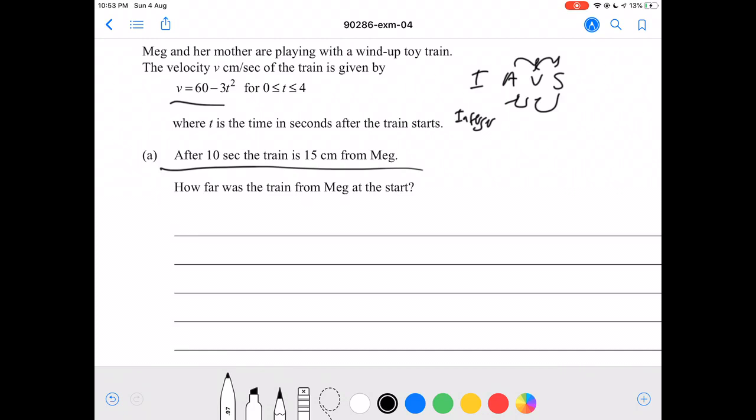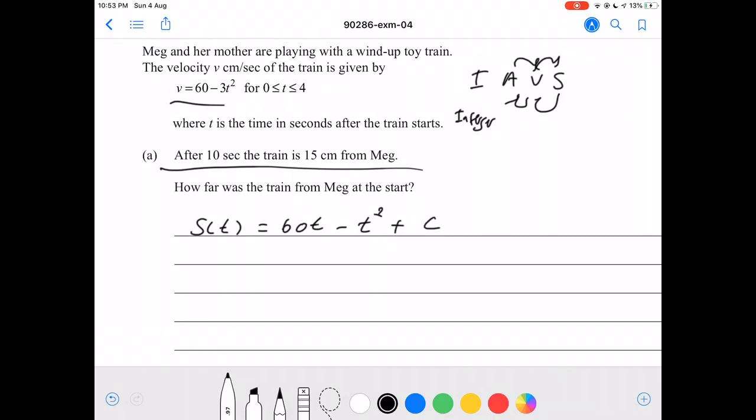15 centimeters is a distance, so you automatically know it has to be something related to distance. So how far was the train from Meg at the start? Okay, so basically we're going to integrate. From v to s is integration, so s of t equals 60t minus t cubed. So basically add 1 to the power, divided by the new power, plus c.